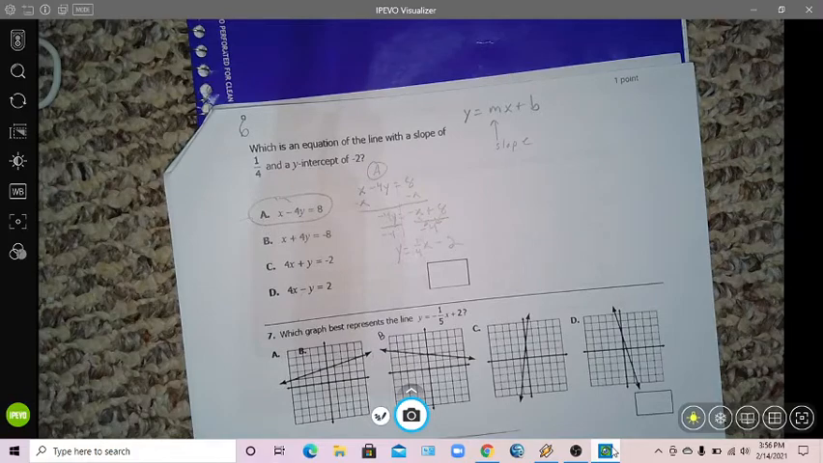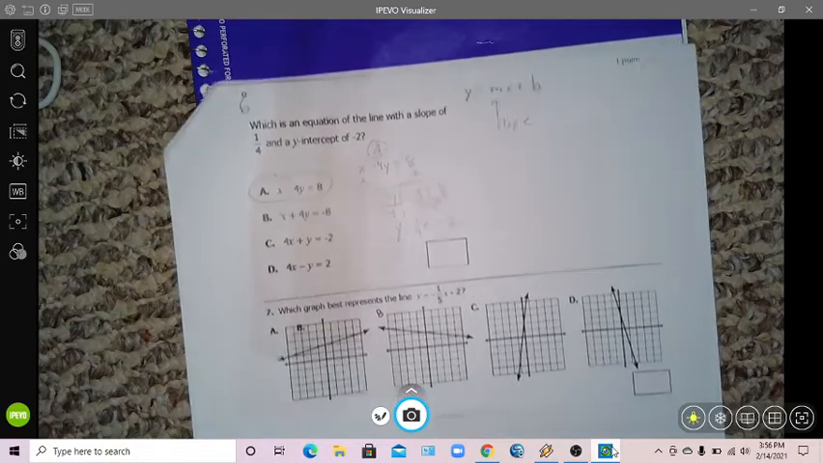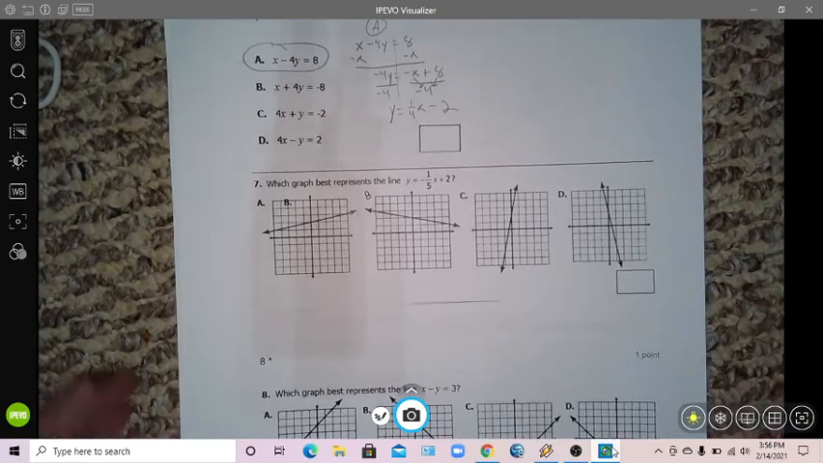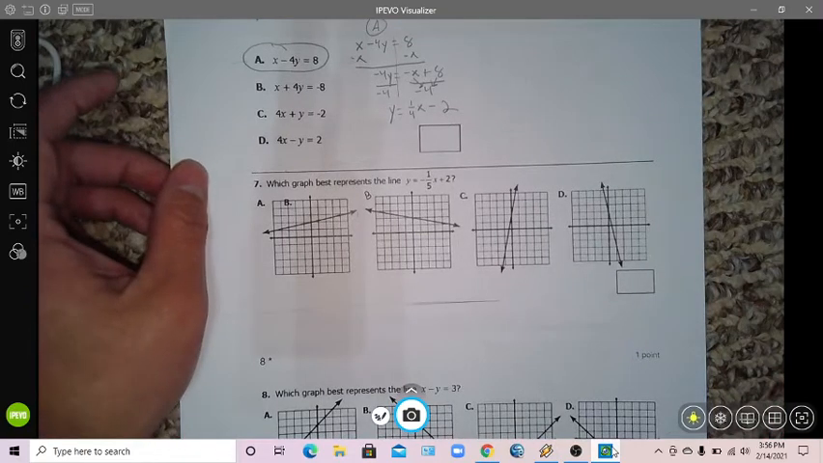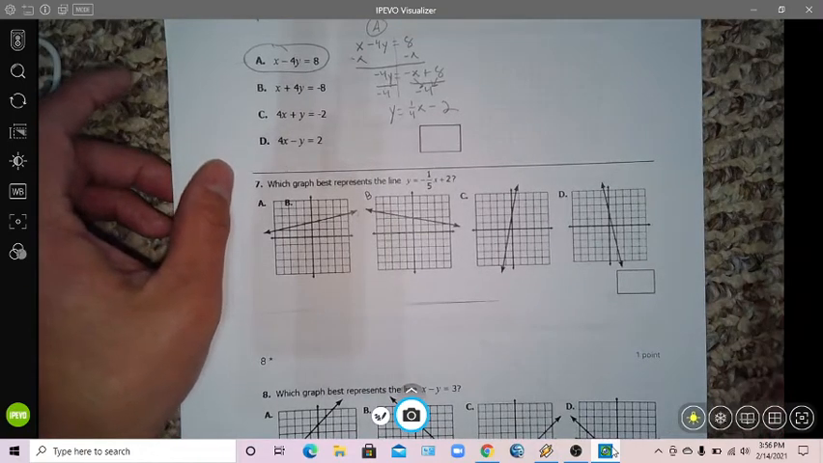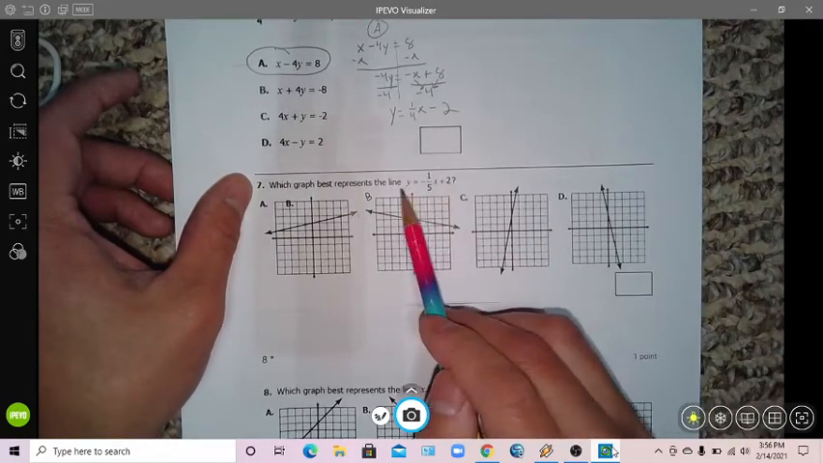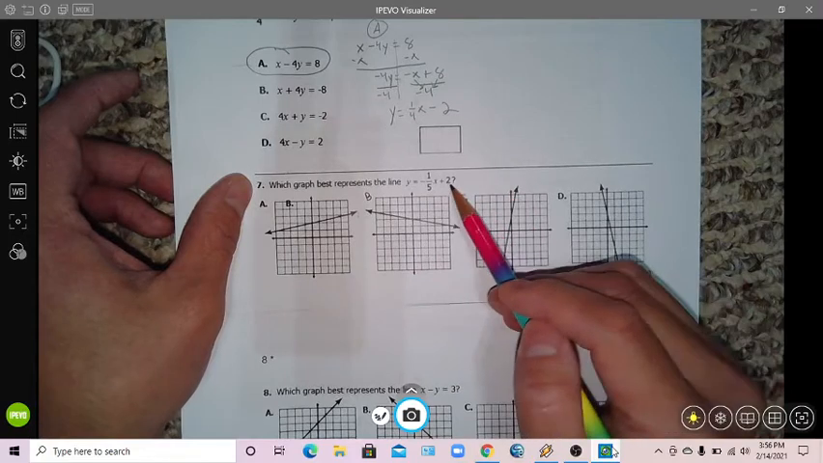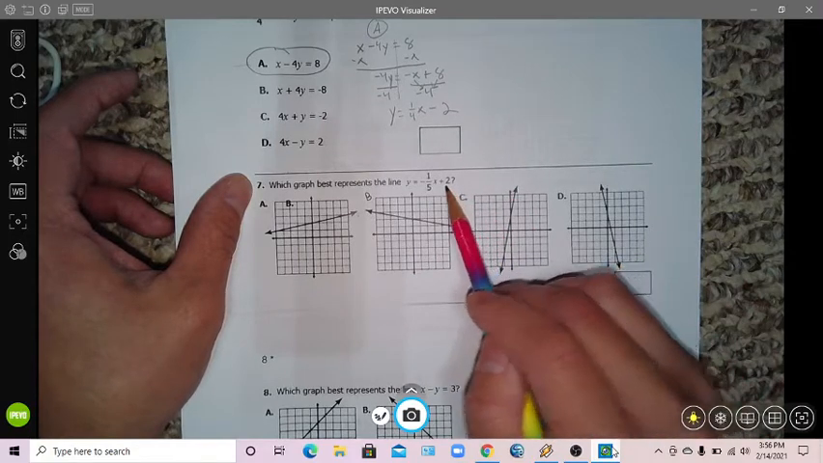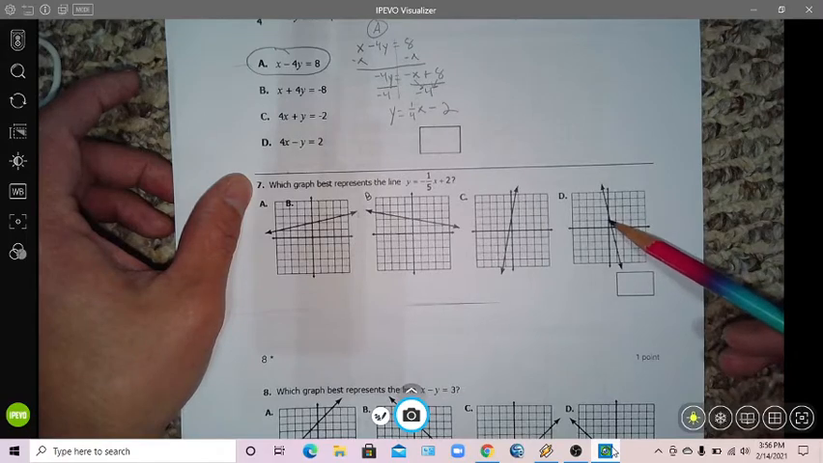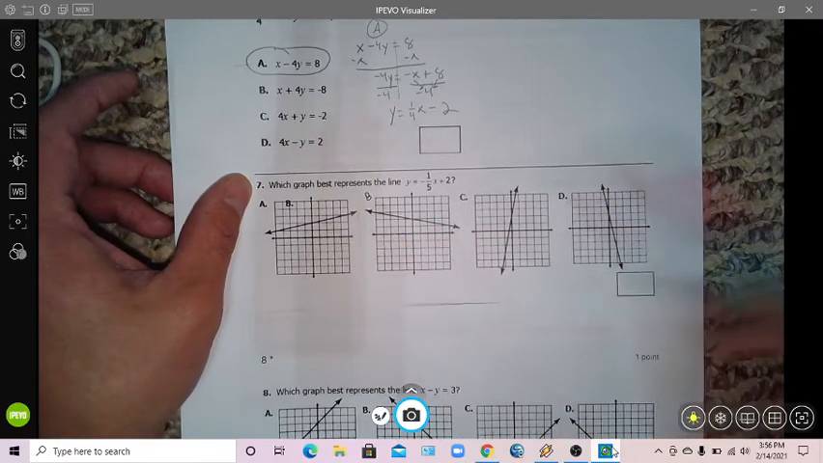Alright, number 7. Which graph best represents the line y equals negative 1/5 x plus 2? This is already in slope-intercept form. First, let me look at the y-intercept. The y-intercept should be a positive 2. And it looks like in all of these, the y-intercept is a positive 2. Okay, that didn't help me.